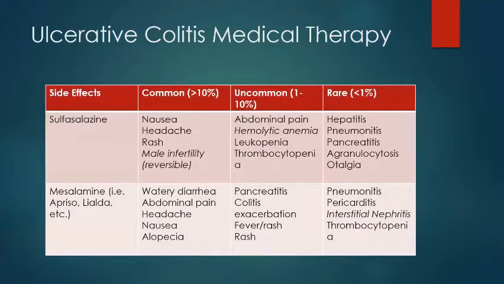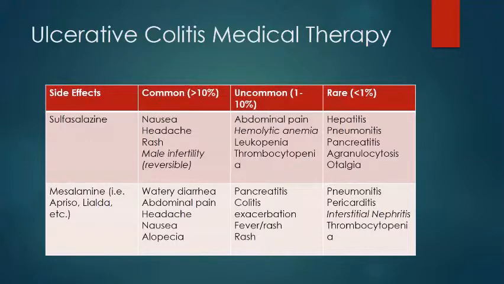So this is just a table. Sulfasalazine is the old formulation of 5-ASA, and then the newer agents like mesalamine, like Apriso and Lialda, are the newer ones that we use. So for sulfasalazine, it's a slightly dirtier drug. It can cause male infertility or oligospermia, which you can fix by just stopping the medication, and that's usually reversible. Then your normal medication side effects like nausea, headache. The newer mesalamine medications can cause a watery diarrhea, so it's important to think about when you start this medication.